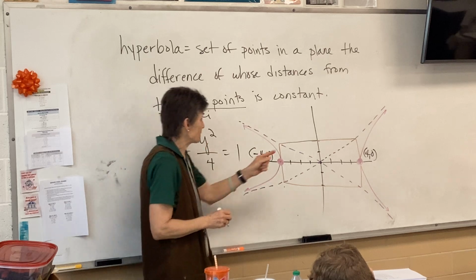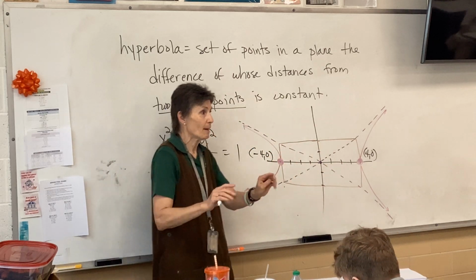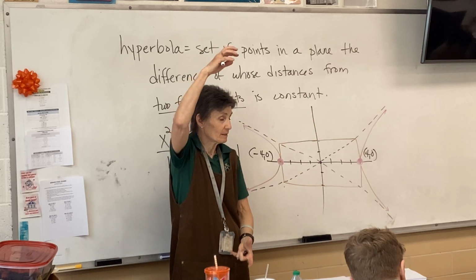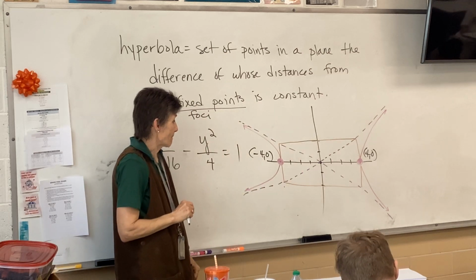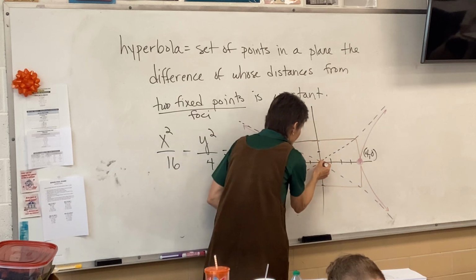In an ellipse, you use all 4 of your points, but not in a hyperbola. Because in a hyperbola, you're only drawing either this part of it or this part of it. So 2 vertices. The center, of course, was the origin.